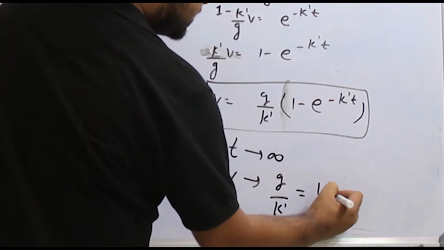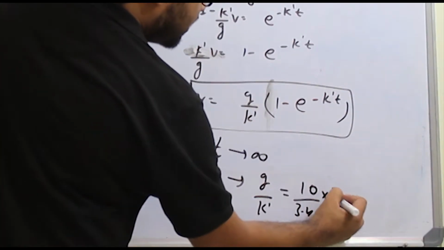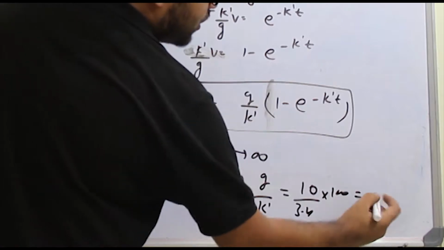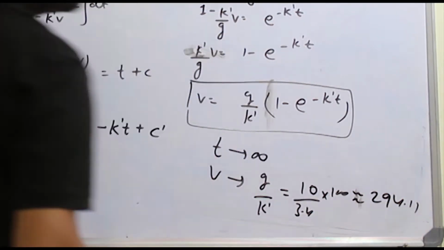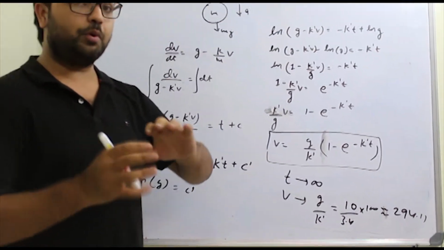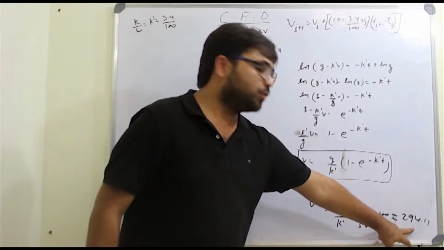And if you take g as 10 and k dash is 3.4 by 100, so 100 comes here, you are going to get 1000 by 3.4, which is approximately going to give us the value 294.11. So we understand the value at which our computational value was converging. Our exact value is also converging towards that constant value.